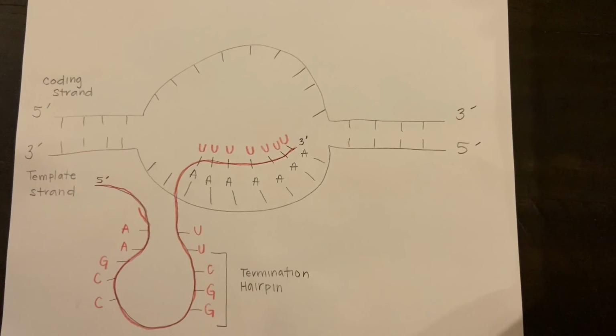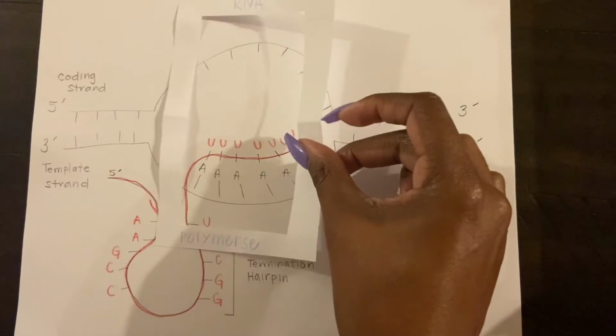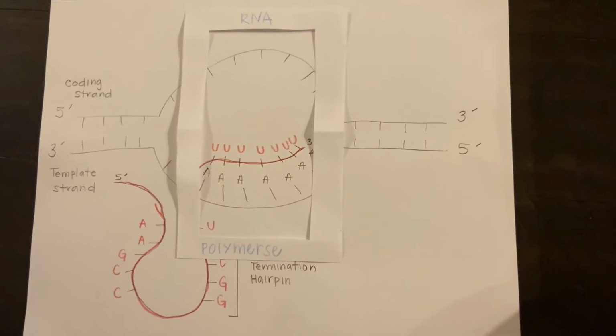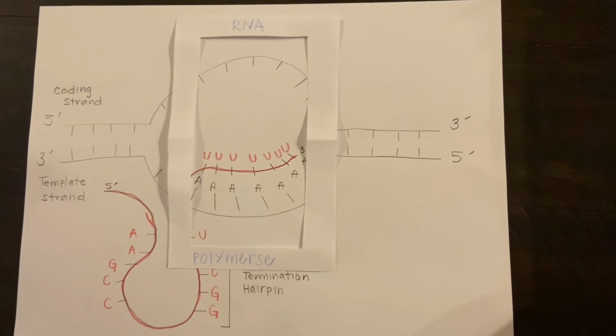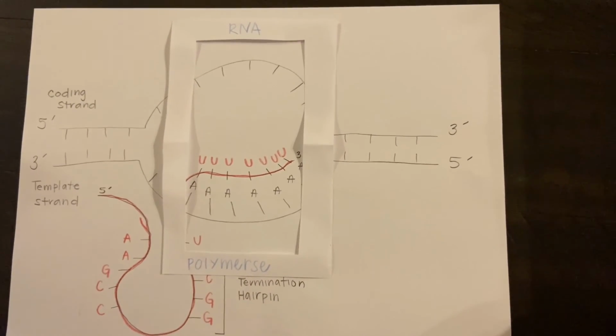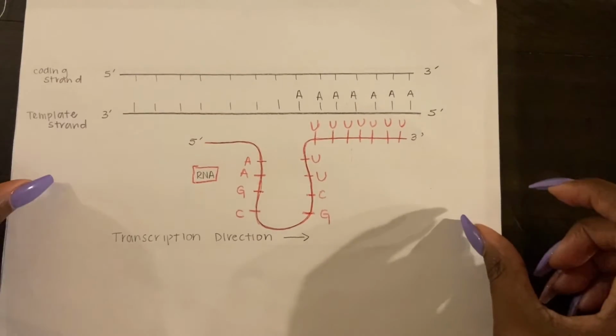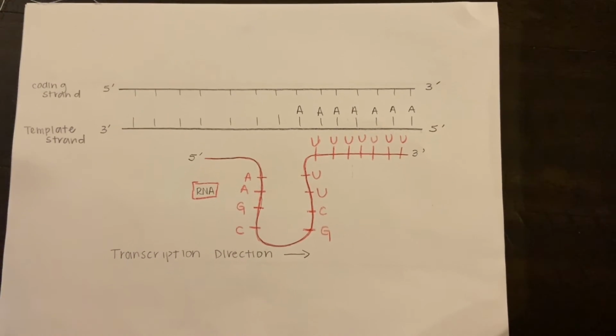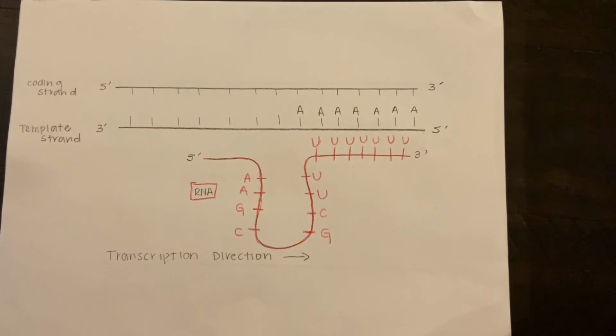In rho-independent termination, inverted repeats are present in the DNA, causing the RNA to form a hairpin structure. The hairpin inhibits RNA polymerase, causing it to stop. This causes uracil to form in the RNA. The weak bond between adenine and uracil causes termination.